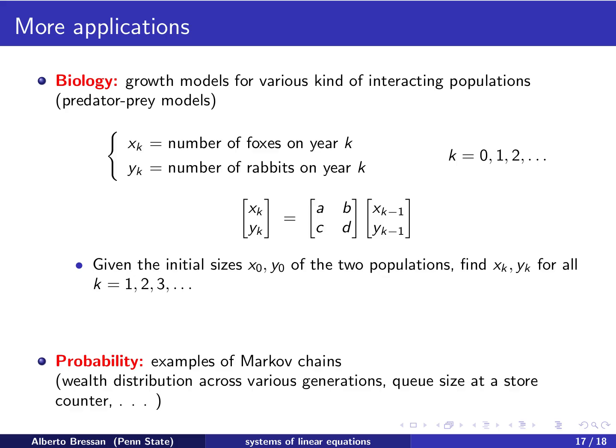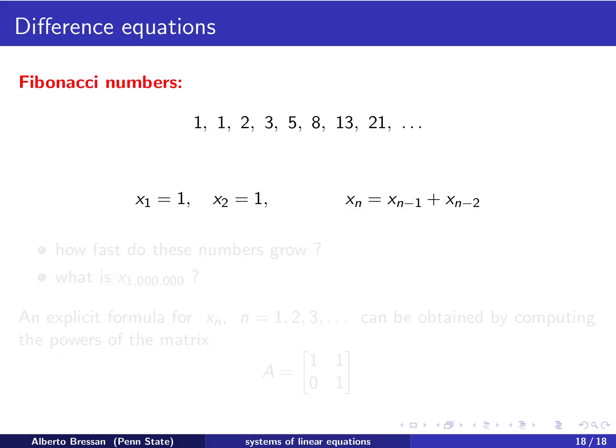Another example is in probability, examples of Markov chains. And applications will be like wealth distribution across various generations, and also in the store, the queue size at a counter. So one curiosity could be in differential equations.